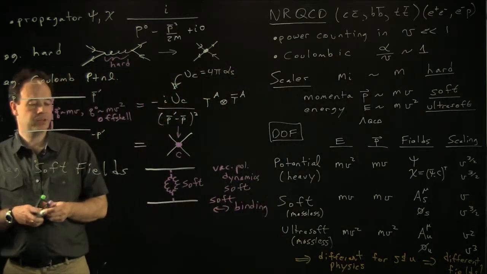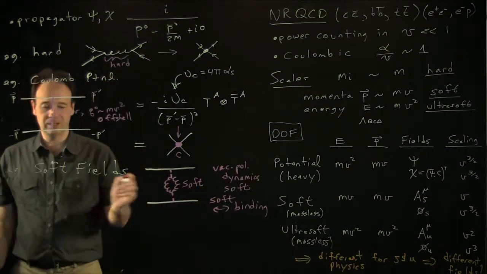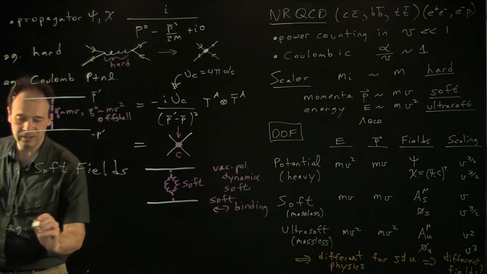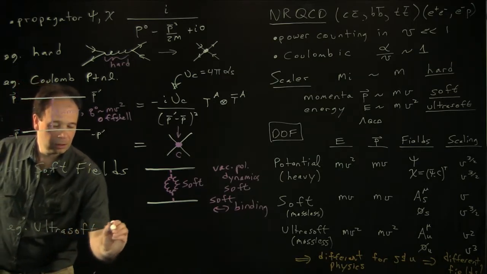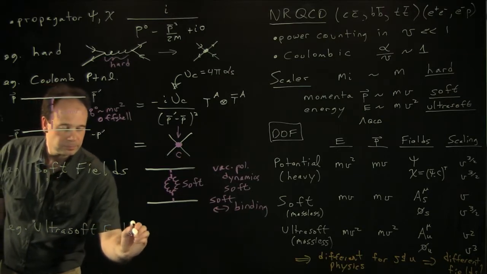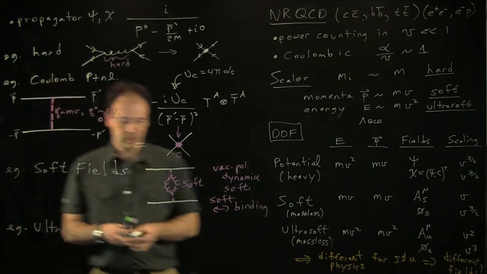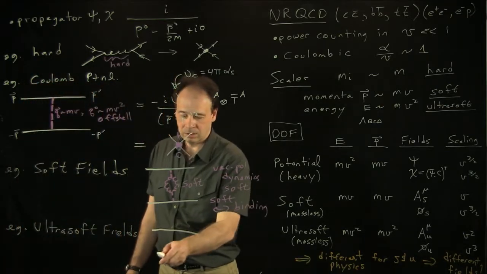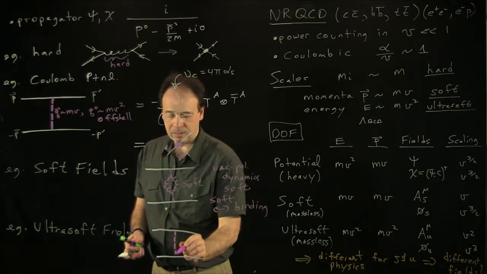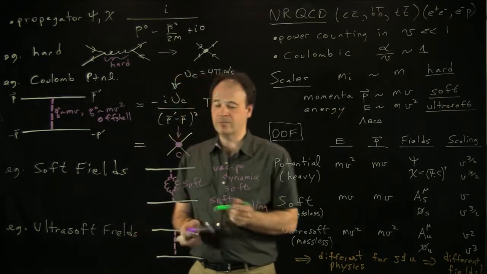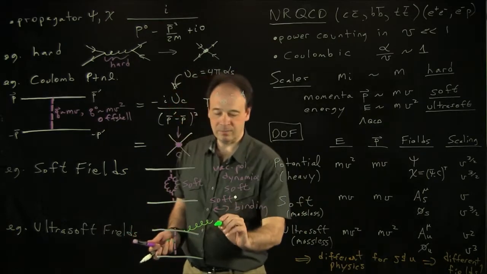OK? So what about the other types of fields? So that's why we need these soft gluons. What about the other one, which is the ultrasoft? So let's have one final example. It's ultrasoft. And in this case, it's associated to real radiation. So if I draw again, when we think about a Coulomb interaction, if I have a pair that's interacting like that, I can have a real radiation. And that real radiation will have the scaling of being ultrasoft.